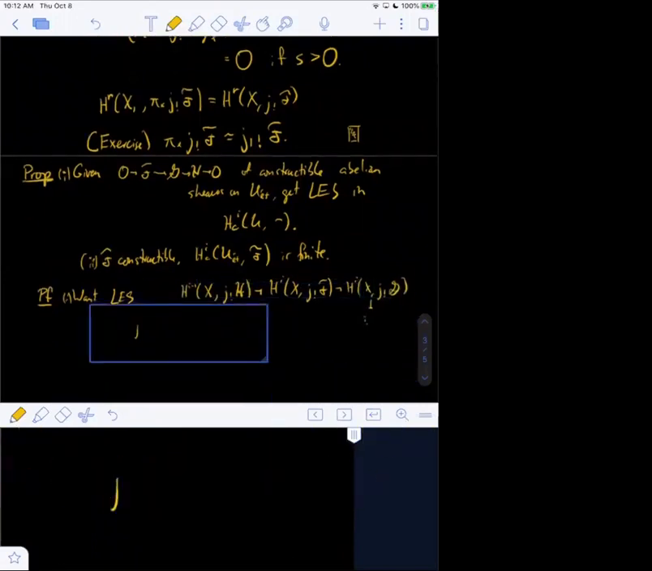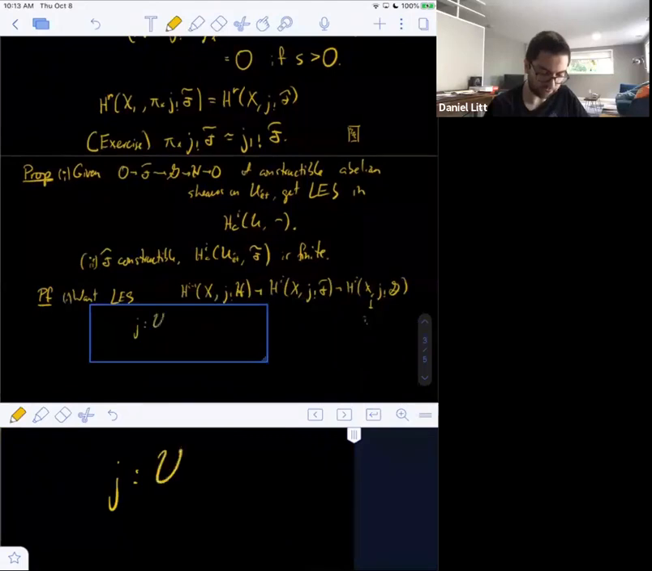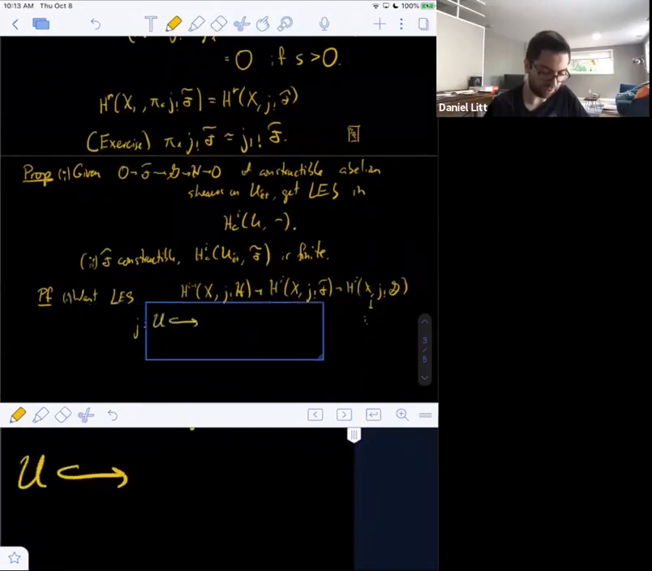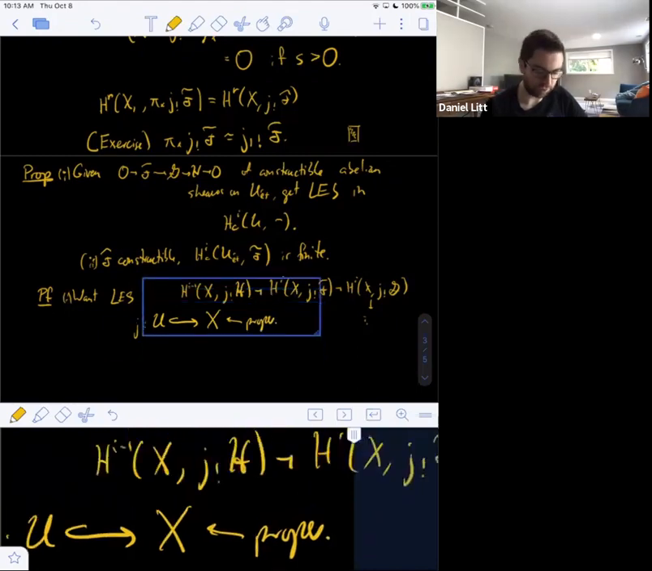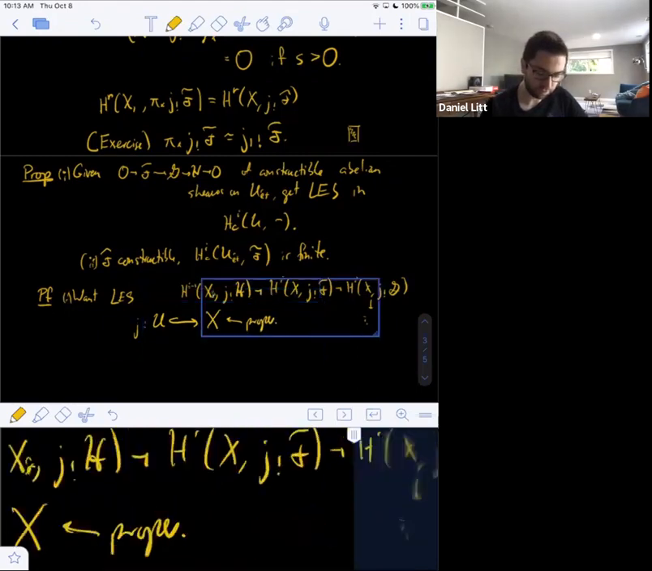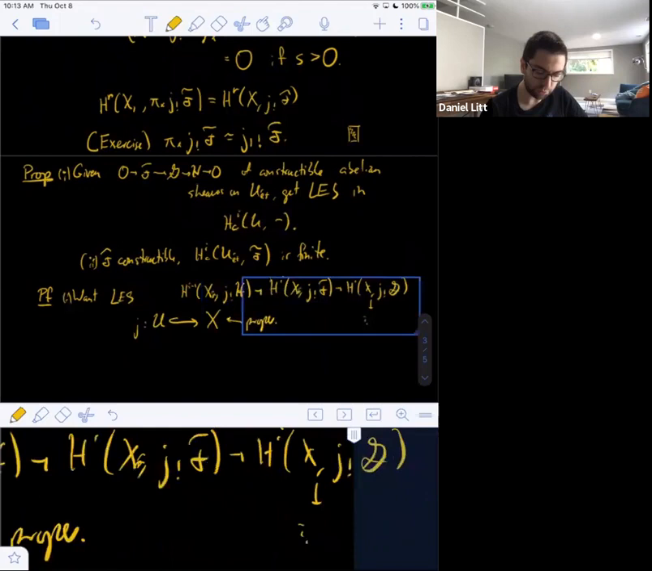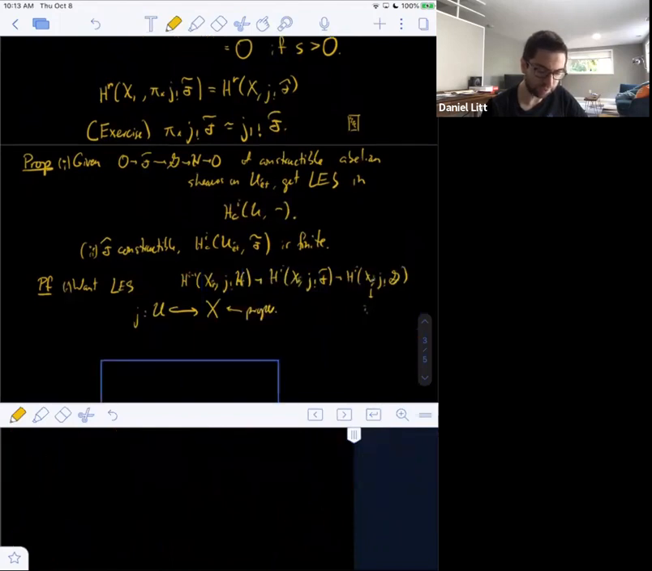And those X's are U étale, right? No. So those X's here, I was about to say, j is an embedding of U into X with X proper. Right, this was the definition of compactly supported cohomology. Yeah, so this is étale, I guess. So we want a long exact sequence like this.